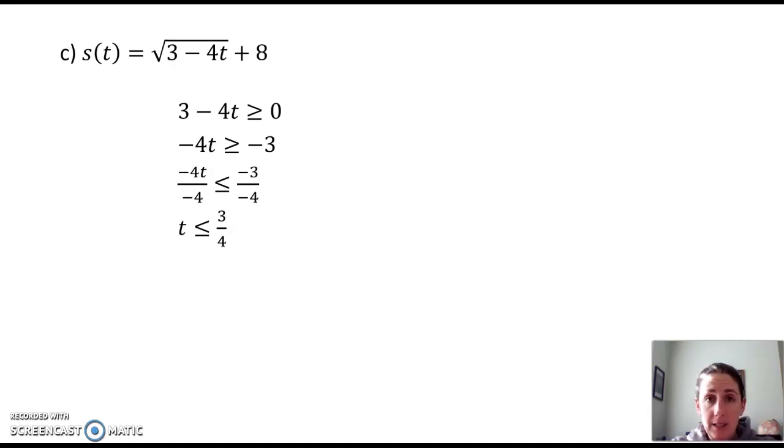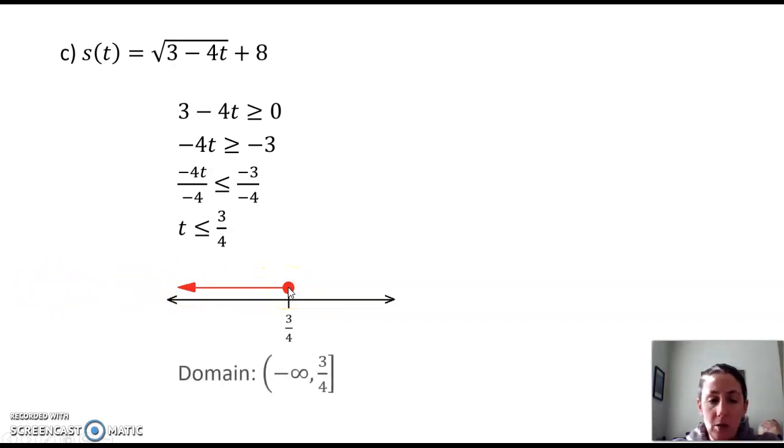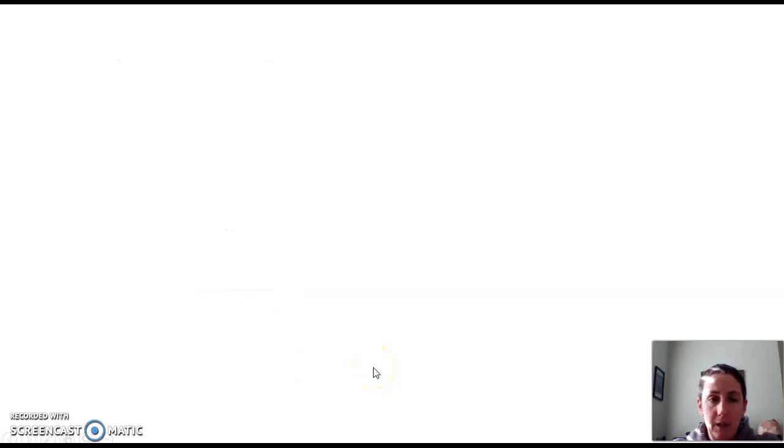We need to write this domain in interval form, so let's look at this on the number line. It includes 3/4, so that gets a solid dot, and anything less than 3/4. So to write that in interval form from left to right, we start at negative infinity and we end at 3/4, but we include 3/4, so we give it that nice square bracket.